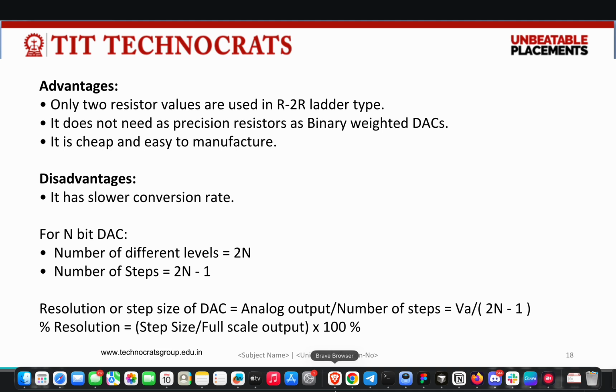For an n-bit DAC, the number of different levels is 2^n and the number of steps is equal to 2^n minus 1. Resolution or step size of the DAC is equal to full scale output upon the number of steps, that is V upon 2^n minus 1. Percentage resolution is equal to step size upon full scale output into 100%.